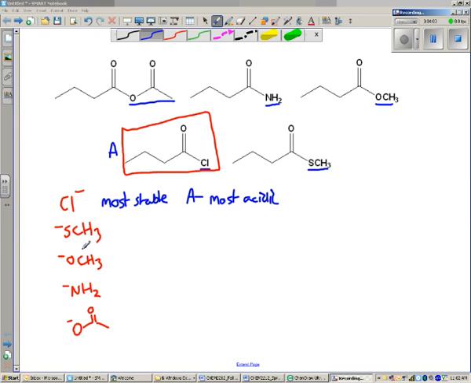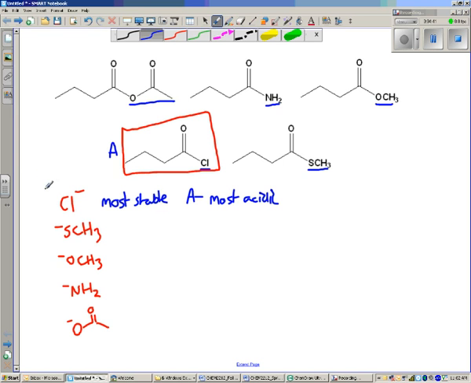Let's look at, for example, SCH3 minus versus OCH3 minus. You can see those two are very, very similar. In fact, let's compare the NH2 as well. If you look at the relative sizes of these, N, O, and S, sulfur is the biggest. Now, the bigger the atom is, the more easily it can accept electrons, or spread electron density around itself. So comparing SCH3 to OCH3, because the sulfur is bigger, SCH3 minus is slightly more stable, and therefore SCH3 minus is a better leaving group.